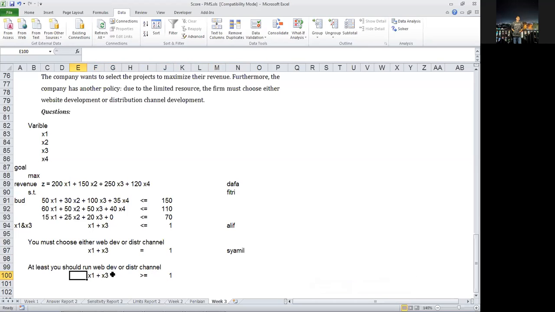Yeah, 1 plus 1 equal 2. But you may not leave both of them. You can choose one of them. The statement is like this: at least you should run web development or distribution channel.